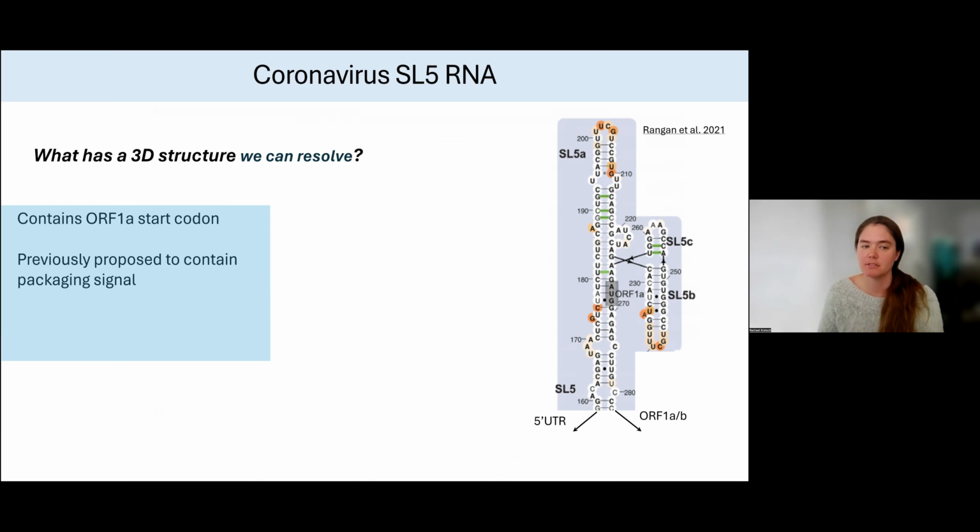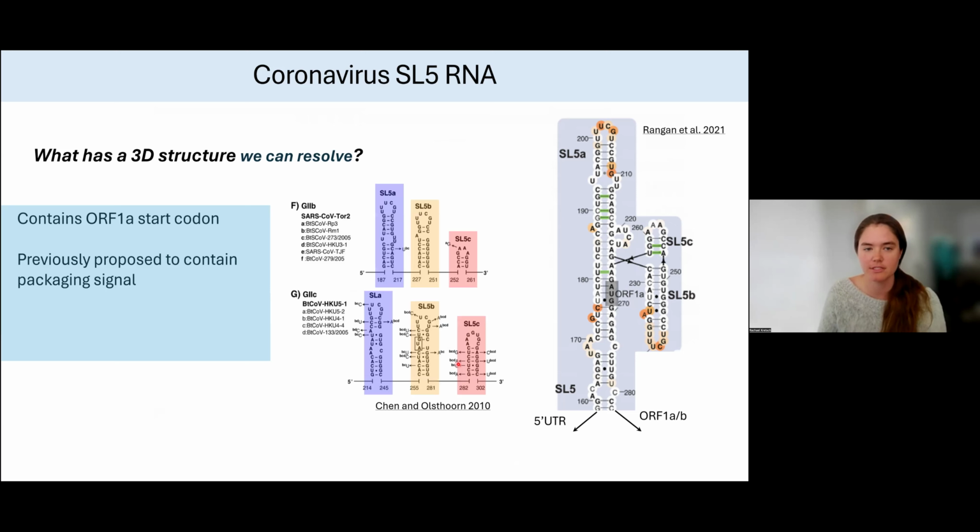It was previously proposed to contain the packaging signal, and the reason for this is if you look across coronaviruses and you look at not the stems, but the loops on top of the stems, they have this very conserved sequence. You see U, C, G, U. And this is kind of across coronaviruses, even when the rest of the SL5 element is not conserved. We consistently see this repeat unit. And even when the sequence is not conserved, this element consistently has 4 stems, right? So part of the secondary structure is conserved.